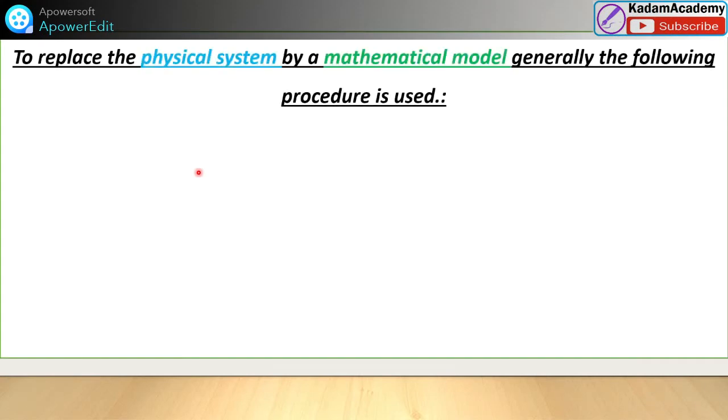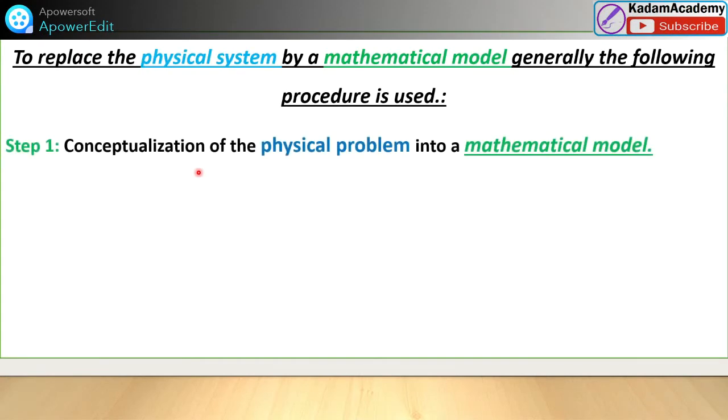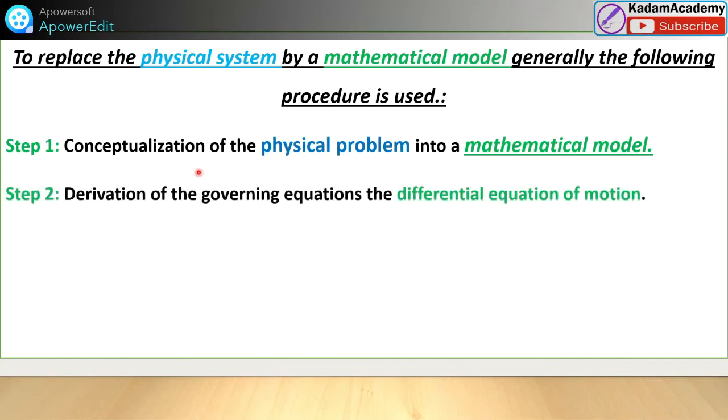To replace the physical system by a mathematical model, there are four steps. I will show you these four steps one by one. In the following procedure, the first step is the conceptualization of the physical problem into a mathematical model. We will go into detail on this one.